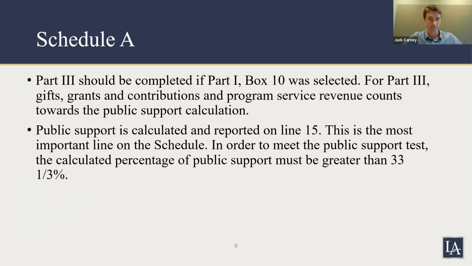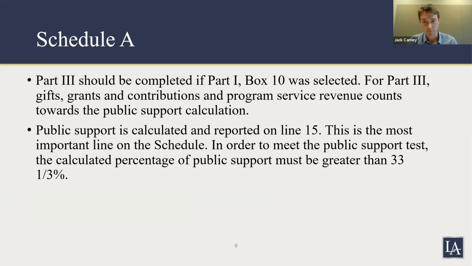And going on to the next page here. So assuming box 10 is selected on part 1, part 3 should be completed. And so in part 3, the gifts, grants, and contributions and program service revenues count towards the public support calculation. Public support is calculated and reported on line 15, which on the next slide I'm going to walk through. This is the most important line on the schedule, line 15.